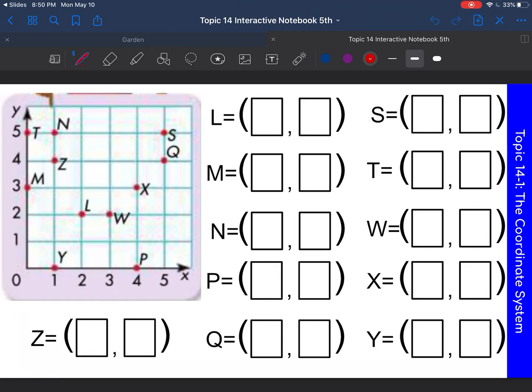And just to go over that again, we start at the origin and we go over on the x-axis however many times, and then we go up on the y-axis. So you always do x first and then y. And that was just to identify what the ordered pair was of a specific point.